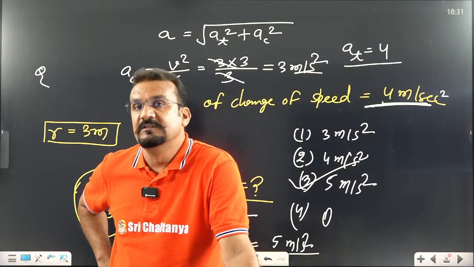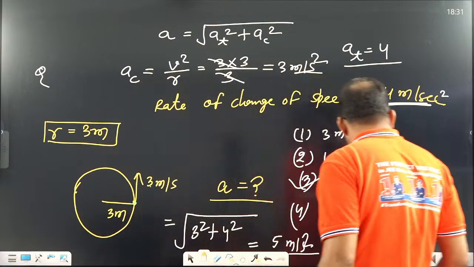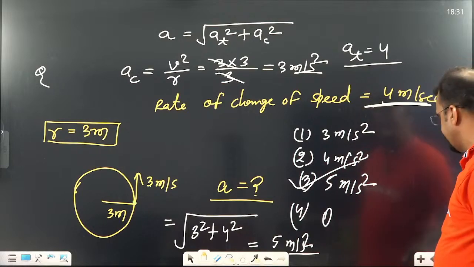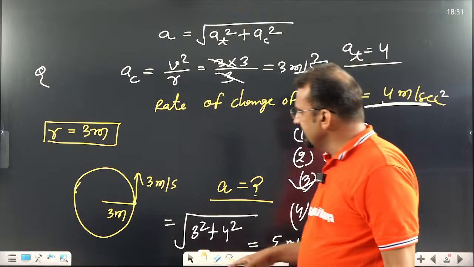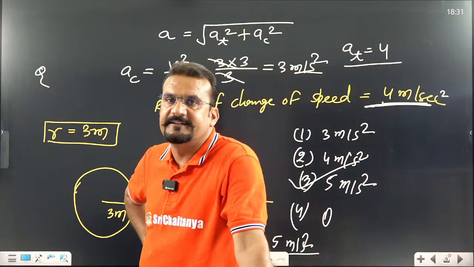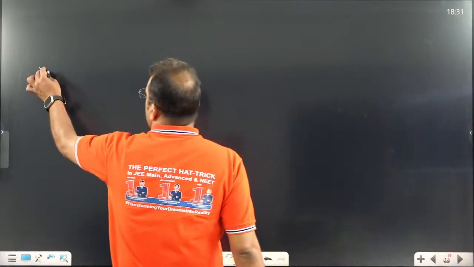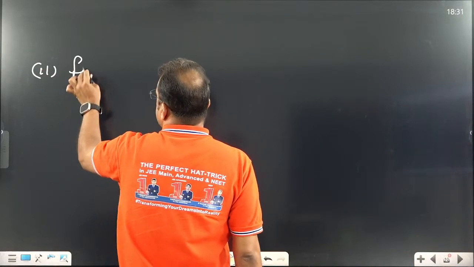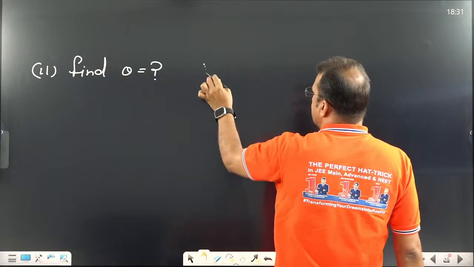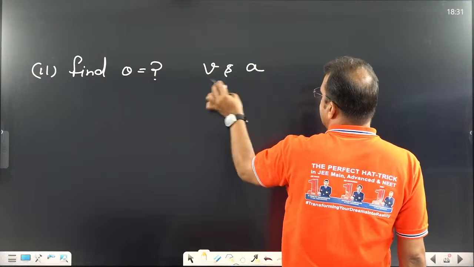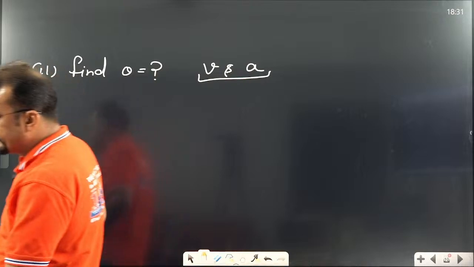So let us take another example on this same concept. Same concept, another example, sometimes they will confuse you in the same concept. In this question, you tell me one more thing. What is the angle between velocity and net acceleration? Tell me fast. Second question I am giving you: find the angle theta between net acceleration and velocity, between V and A. What is that angle? Tell me fast. I already told you how to calculate that angle.